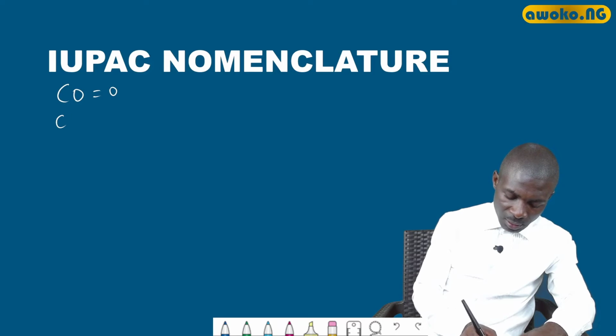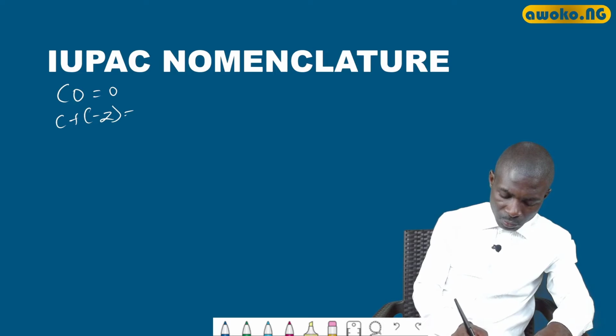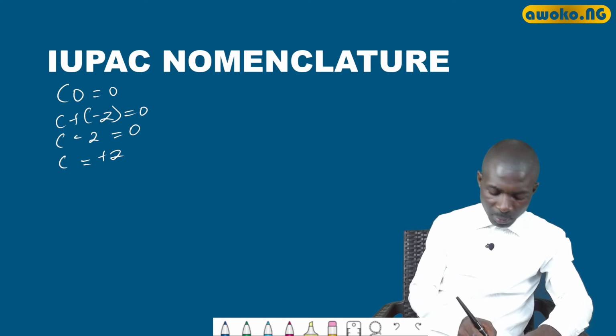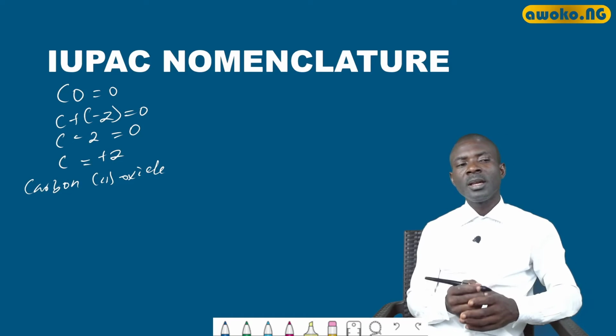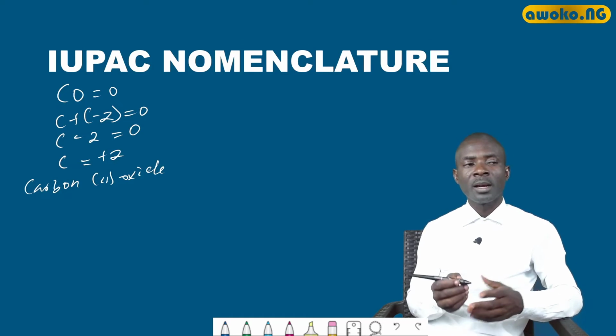So we have C plus the oxidation state of oxygen, which is of course minus 2, except in peroxide. So we have C minus 2 is equal to 0. So C is equal to plus 2. Hence the name can be carbon(II) oxide, with the 2 written in parentheses or in Roman numerals.